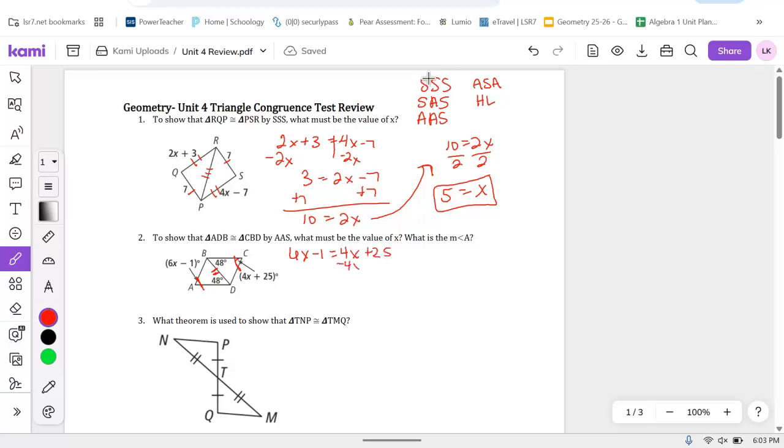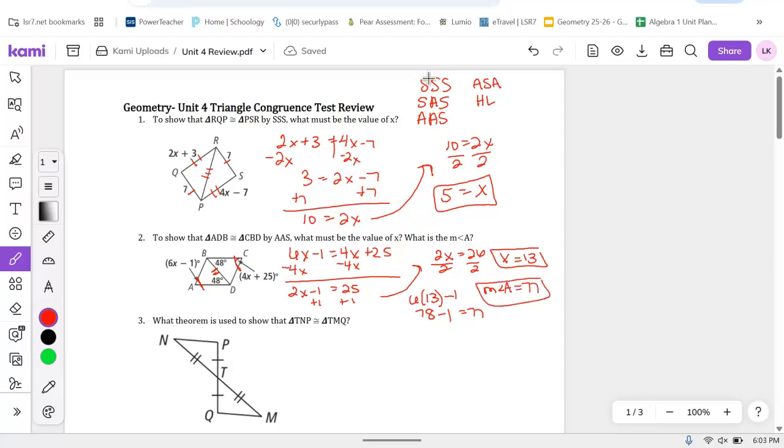I'm solving for x. Subtract 4x. 2x minus 1 equals 25. Add 1. 2x equals 26. Divide by 2. So x is going to equal 13. Then I'm going to plug that into A. So 6 times 13 minus 1. 6 times 13 is 78, minus 1 is 77. So the measure of angle A equals 77 degrees.